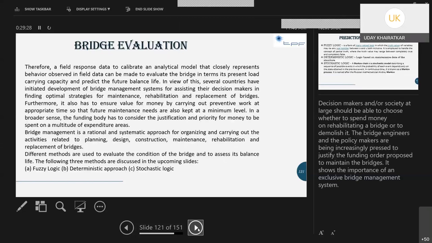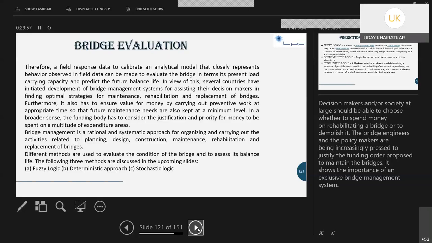Therefore, field response data can be used to calibrate an analytical model that closely represents behavior observed in field data, to evaluate the bridge in terms of its present load carrying capacity and predict the future balance life. Decision makers and society at large should be able to choose whether to spend money on rehabilitating a bridge or to demolish it. Depending on the present condition of the bridge, we have to decide whether to go in for a reconstruction or a repair and rehabilitation.